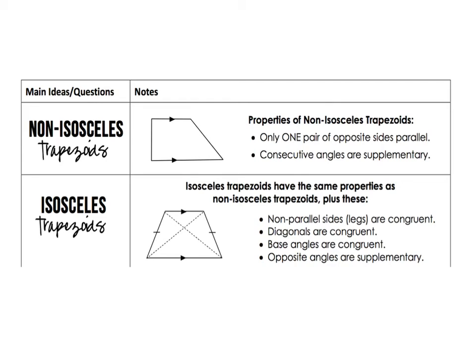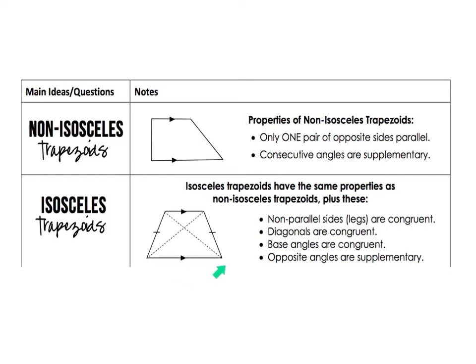We're going to first talk about non-isosceles trapezoids. So we don't have any sides that are congruent, but we do have one pair of parallel sides. So when we talk about isosceles, we have two legs that are congruent. So the legs are congruent and the other sides are actually parallel.